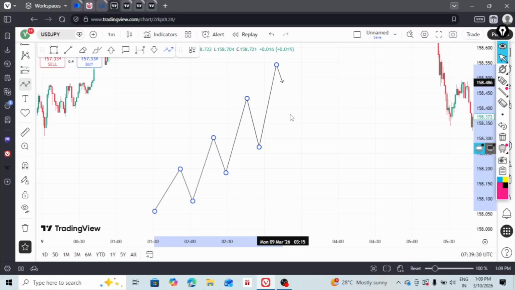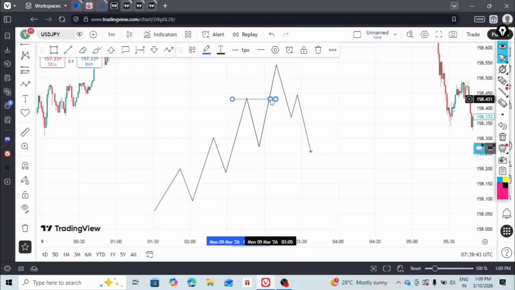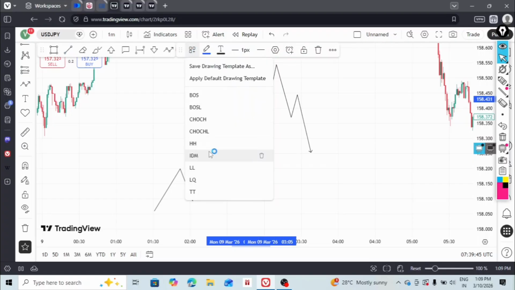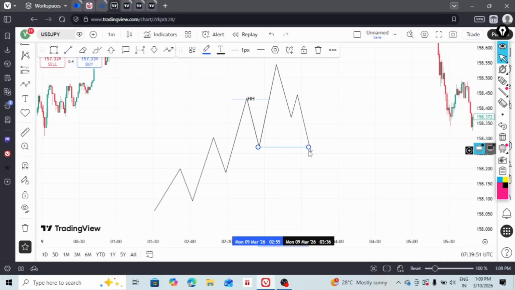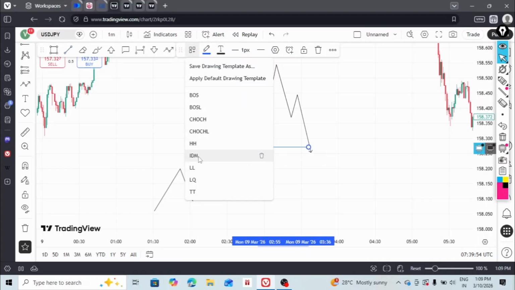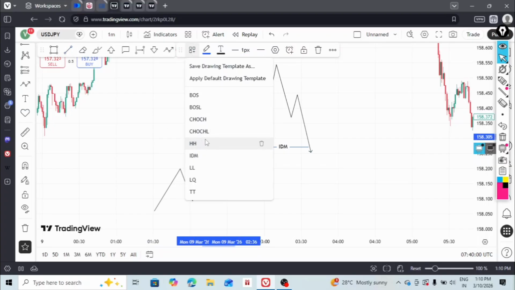Okay, so here the market is moving in an uptrend. This will be our higher high here. This will be the higher high, and then this will be the inducement. This is the inducement level. So these are higher highs.